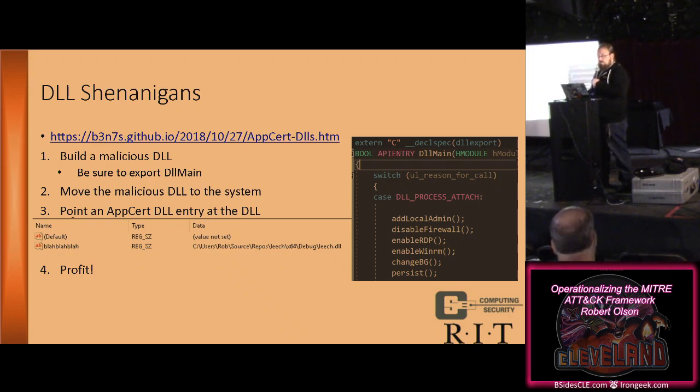So I'll come back to that in a second, though. The broad strategy for this was to build some malicious DLL, be sure to export DllMain, because that's the thing that gets invoked when the Absurd DLL loads. Move my malicious DLL onto the system, point the registry entry at it. You can see my very, totally legitimate name. And, profit.